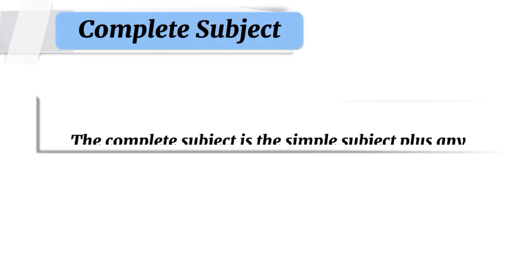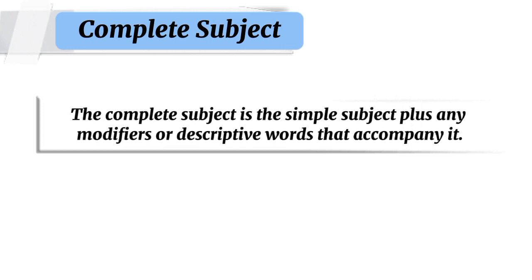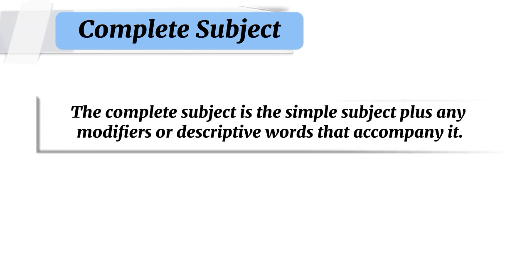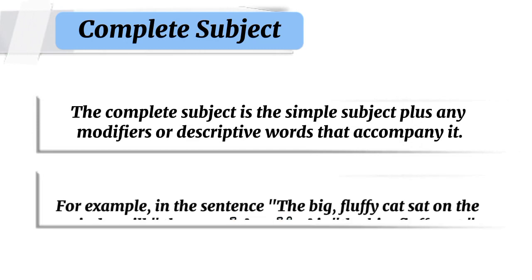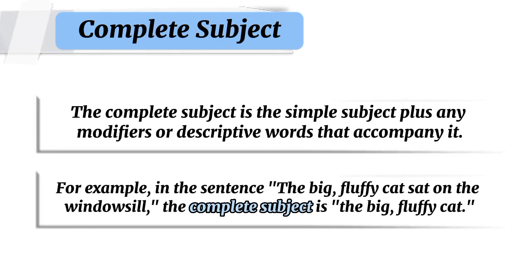Complete subject. The complete subject is the simple subject plus any modifiers or descriptive words that accompany it. For example, in the sentence the big, fluffy cat sat on the windowsill, the complete subject is the big, fluffy cat.